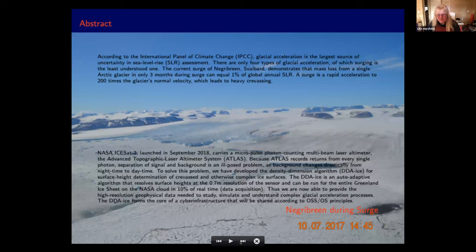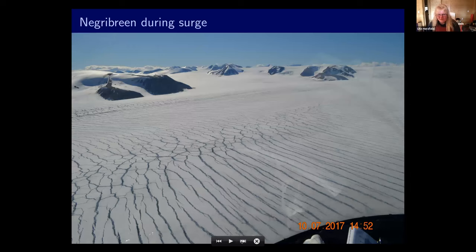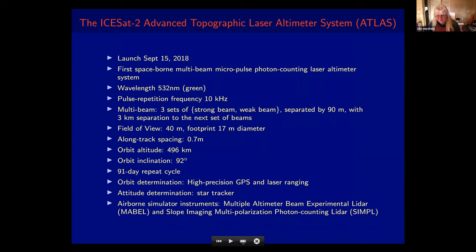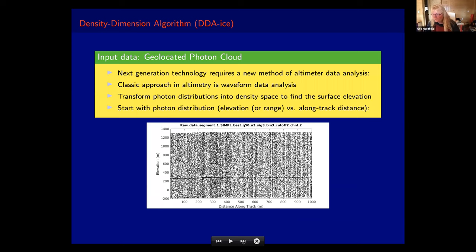ICESat-2 is a photon counting laser altimeter, right? And it's a micropulse altimeter. So the high resolution comes at a cost. And the cost is you register returns from every single photon. So in nighttime, photon is just light, right? During night, it's dark, and then the signal from the active sensor, which is the green light, has no real competition because it's dark. So you get really clear signals.